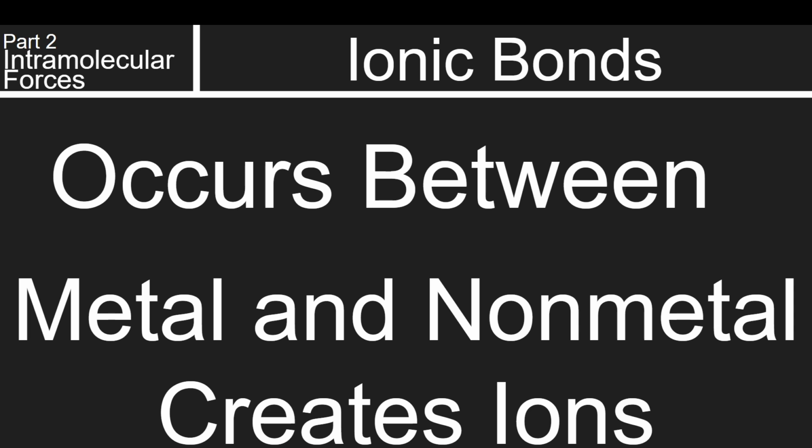Ionic bonds occur between metals and non-metals, and they create ions. They're called ionic bonds because it takes two neutral atoms and creates two ions from that. And remember, metal with non-metal. That's the best way, when you're looking at a random bond, to identify if it's ionic or otherwise: if it's between a metal and a non-metal.